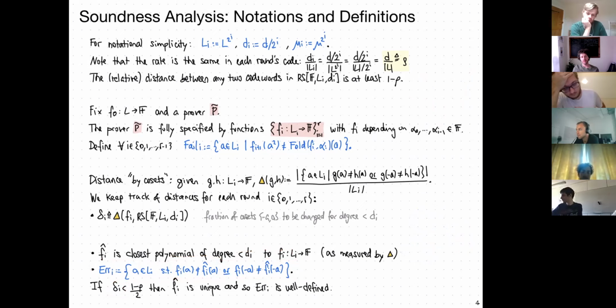Okay, so that was a long definitional slide. Any questions regarding these definitions before we get to the actual content?